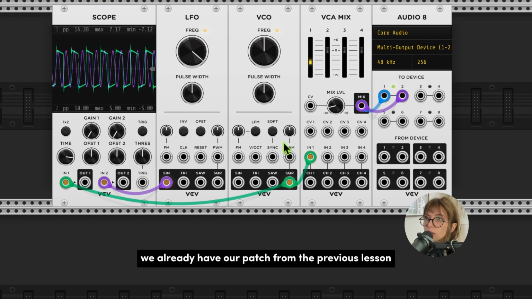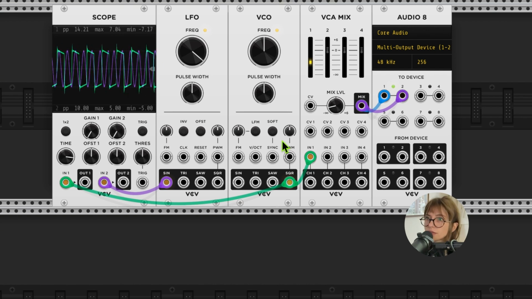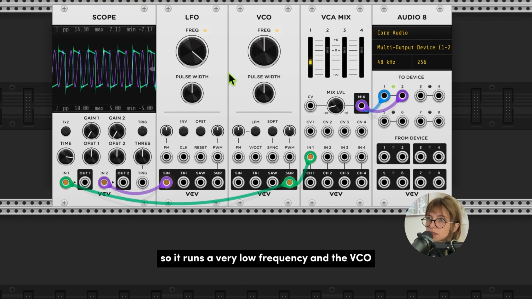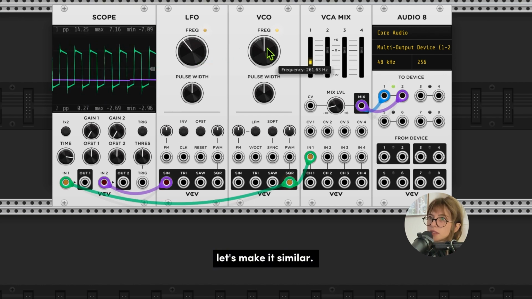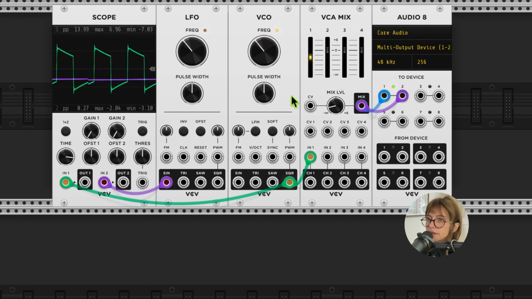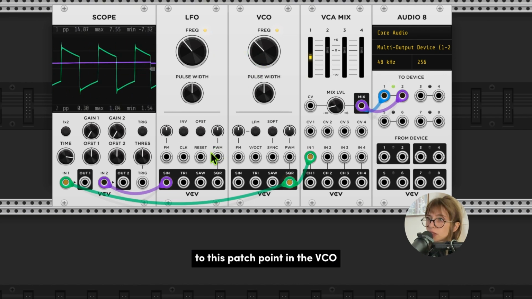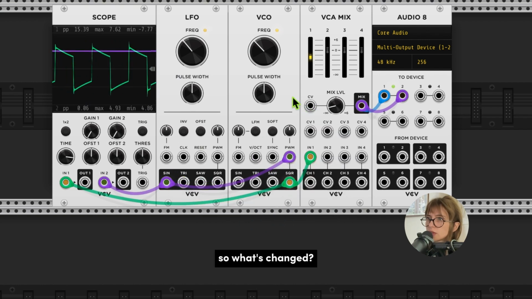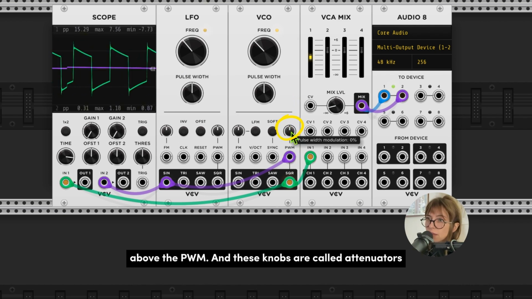Okay, we already have our patch from the previous lesson and we're going to use it as our foundation. Now let's set the LFO to about 11 o'clock, so it runs at very low frequency, and the VCO, let's make it similar. Now let's connect the LFO to this patch point in the VCO called PWM.